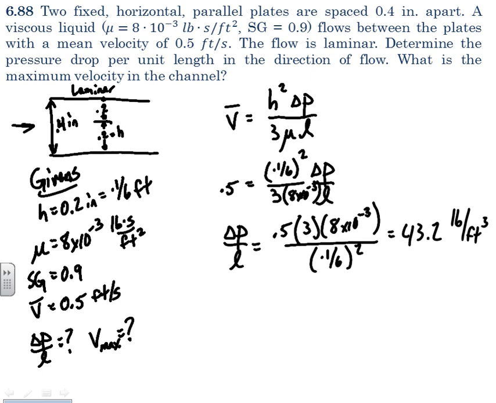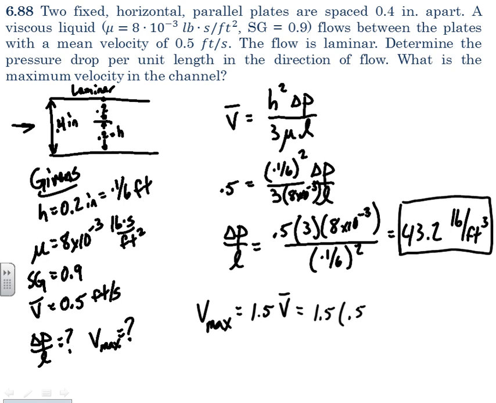Now we're asked to find what the maximum velocity is. And we have an expression for the maximum velocity. We know that for flow between parallel plates, or laminar flow between parallel plates, it's just equal to 1.5 times the mean velocity. So we'll have 1.5 times our mean velocity of 0.5 will give us 0.75 feet per second.